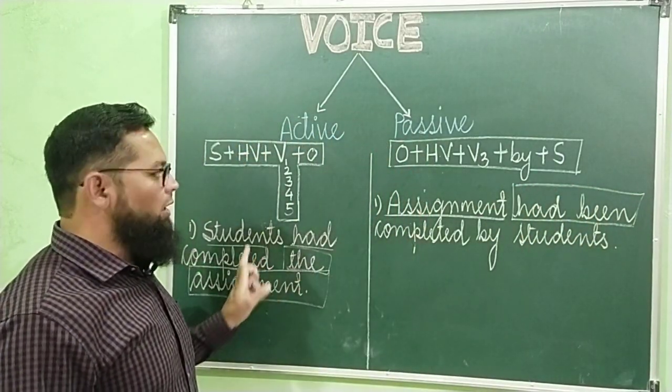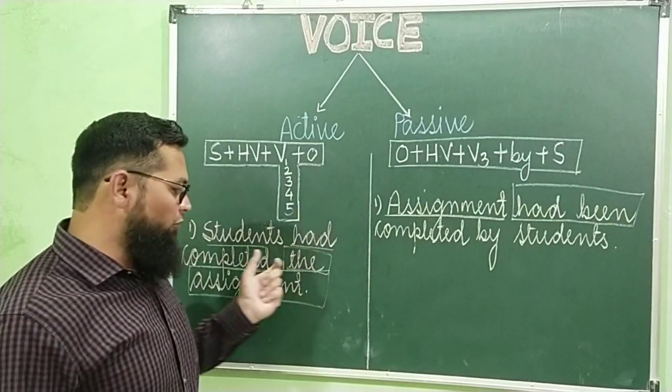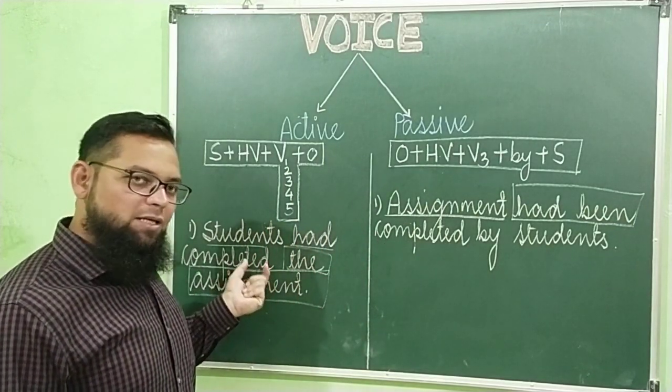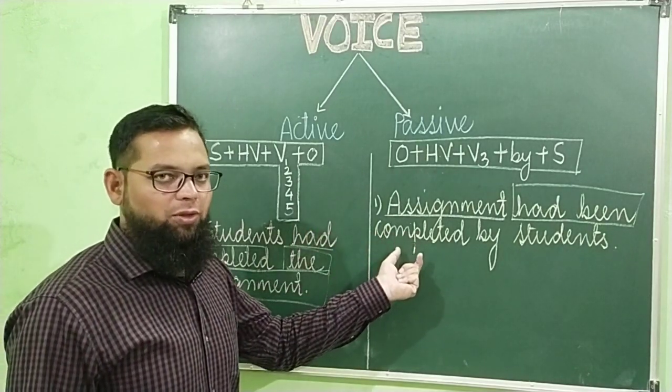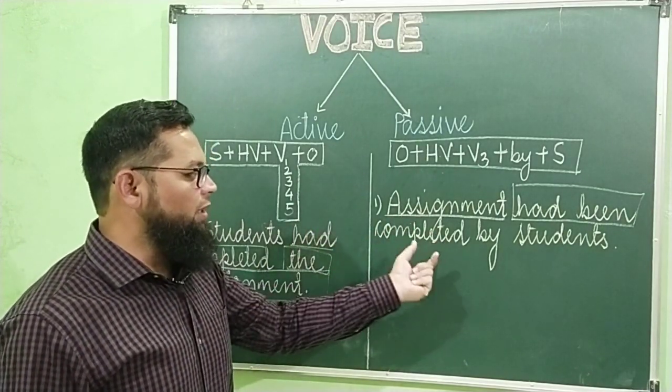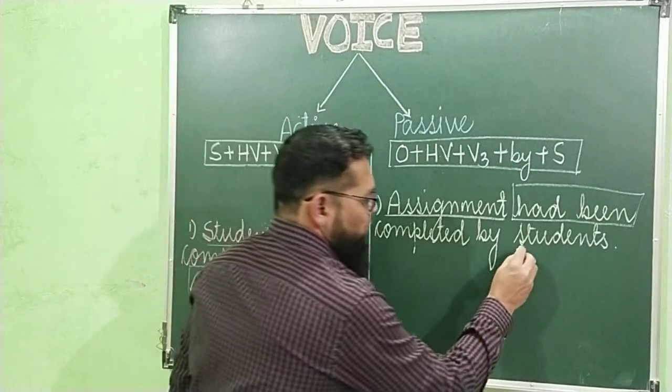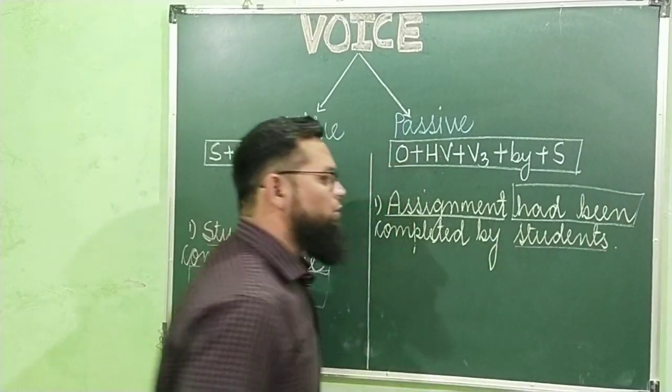यहाँ पर third है, passive में तो third रहेगा. अगर यहाँ पर first form भी होता या ing form भी होता तो passive में उसको हमको third form में convert करना होता है. Assignment had been completed by students. ये students subject will be used at the end.